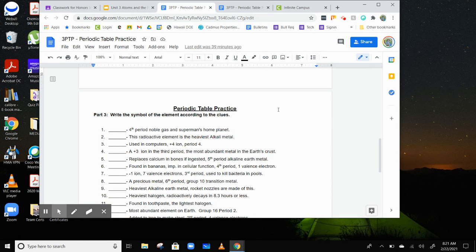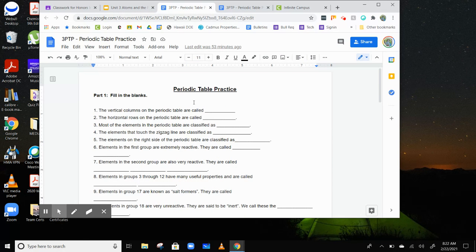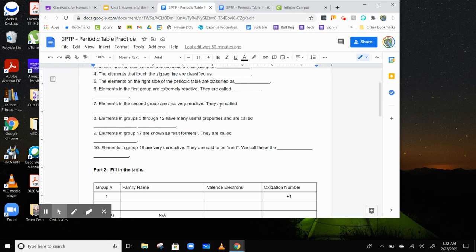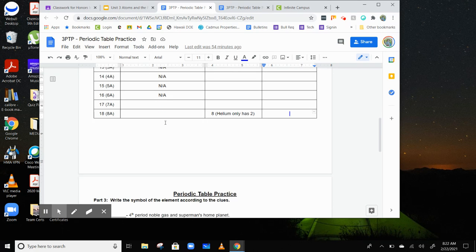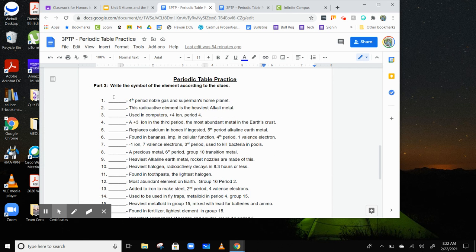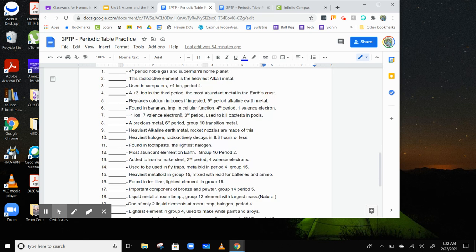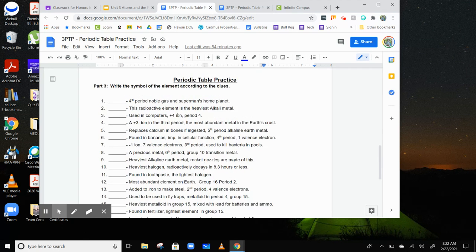So what you want to do now is answer these questions as best you can. Fill in this table. You want to write the family name if it has it. I already put NA for the ones that don't have it. The number of valence electrons, this one's really simple. And then the oxidation number, what ion do they typically form? And then you're finding out which one of these elements each one of these is talking about. All right, and that's it.